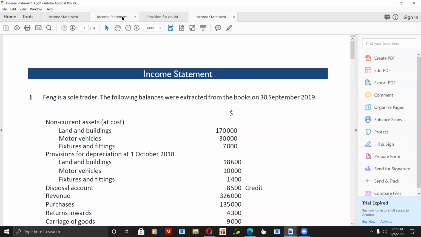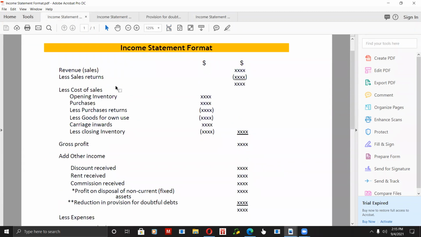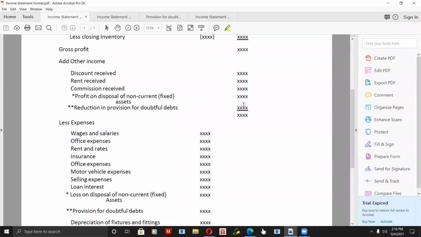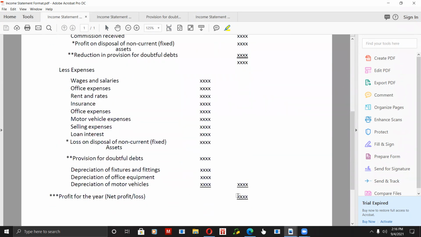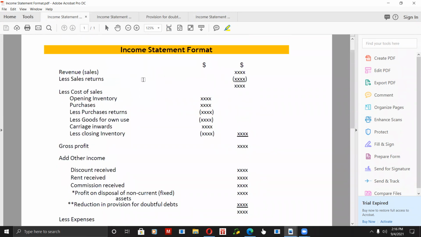Hello, everyone. So today we're going to be covering the topic income statement. Income statement is basically where a business tries to calculate their total income and expenses and come up with a profit figure. So over here, first of all, we start with revenue, and then we have our sales returns. So sales returns, the synonym is return inwards over here, and anything minus in accounting is in brackets. So your sales less your sales returns is your net sales, okay?